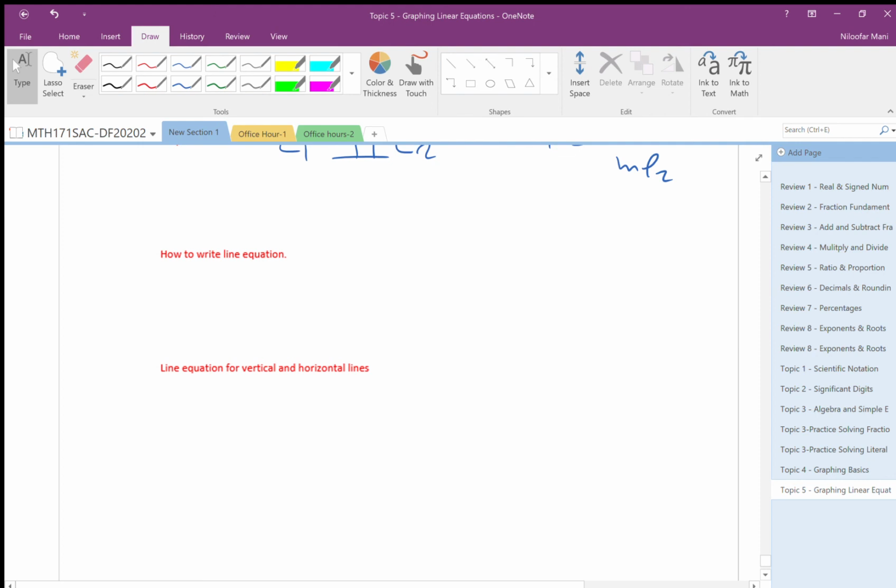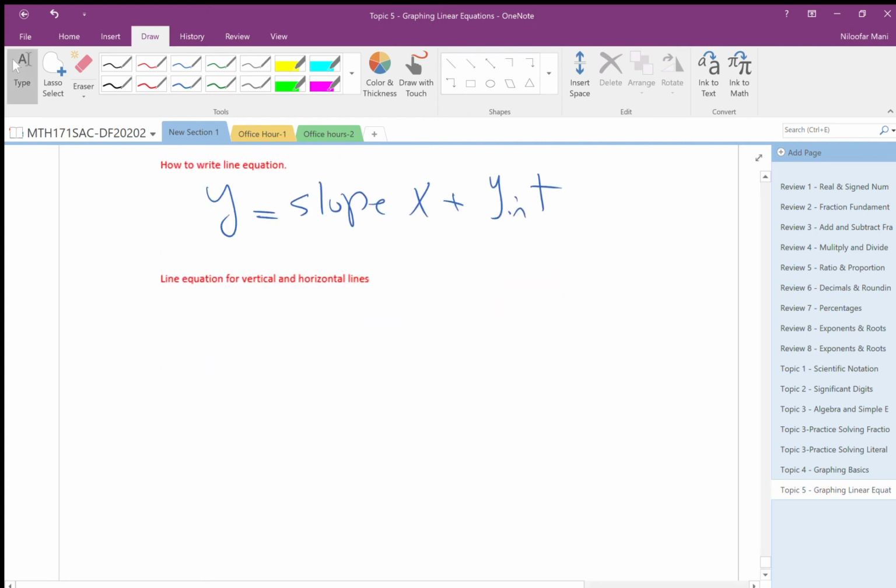How to write the equation? You write the equation using y equals slope times x plus y-intercept. If you have this information, just substitute in. If you don't have it, you have to find it using all the information that you have in the question. For a vertical line, the equation is x equals a number. For a horizontal line, it's y equals a number. So you know that.